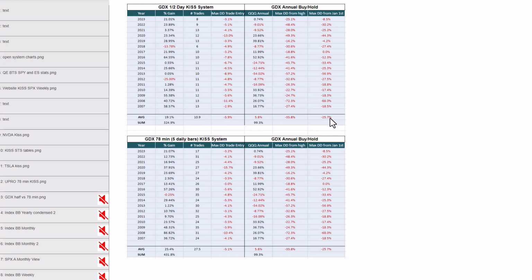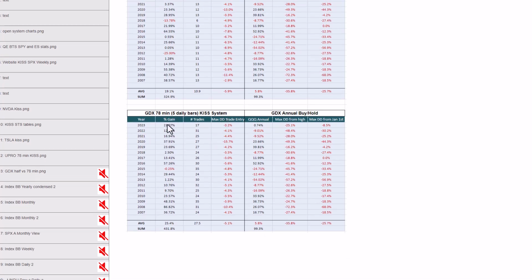You can see the average annual gain for GDX. This, by the way, this should be GDX here, not Qs. Got a little typo. 5.8% down. 19% the KISS made. You can see how the KISS blew away buy and hold. And in the 78 minutes, even crazier. Look at the 78-minute GDX stats. Look at these gains. 1 year was down only versus over here where you had roughly half the years down. And look at these gains. Very impressive versus buy and hold.